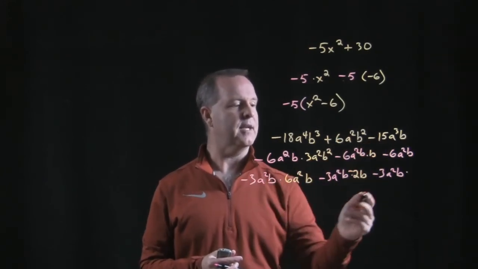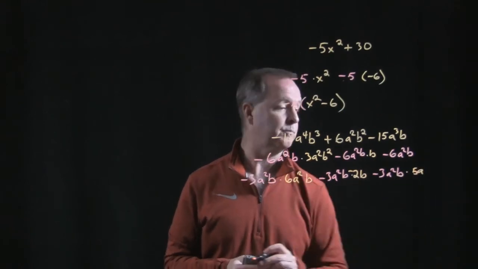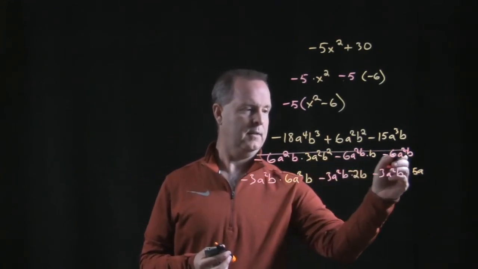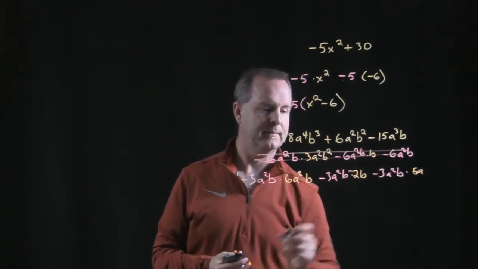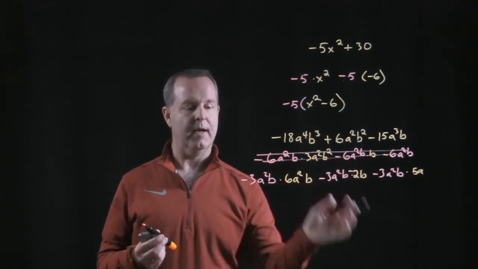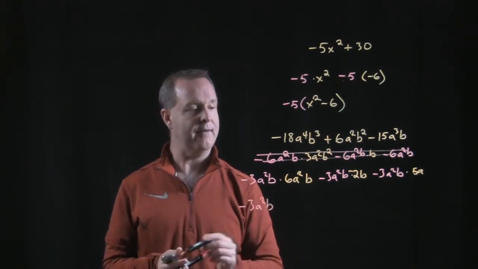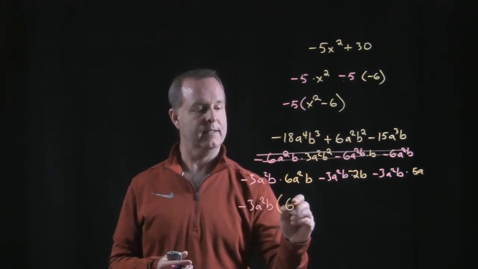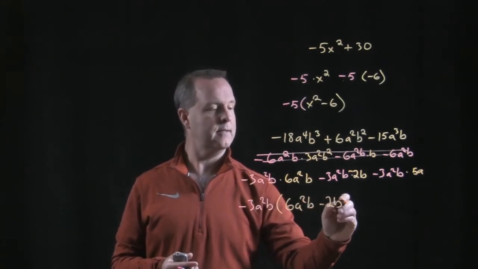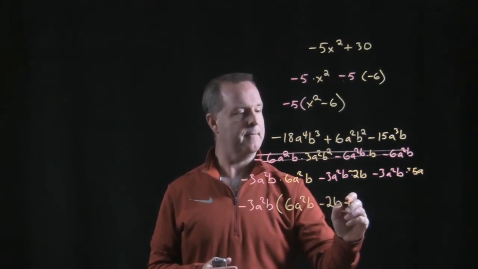Negative 3 times what makes negative 15? That's going to be a positive 5a. All right, let me just cross this one out. A little bit of a mistake there. Factor out a negative 3a squared b from each of those terms, so I can factor that completely out. Then what's left is a 6a squared b minus a 2b plus a positive 5a.